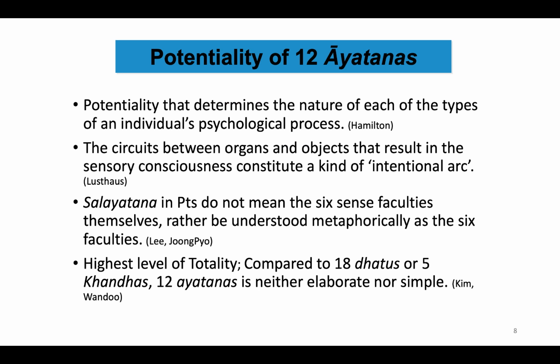What is the significance of 12 Ayatana as another totality? Sue Hamilton addressed that Ayatana means potentiality that determines the nature of each of the types of an individual's psychological process. Another scholar states that the circuit between organ and object that results in the sensory consciousness constitutes a kind of intentional arc. So when you think about rupa, the physical aggregate, for example, when you think about your body, it already includes intention underlined.